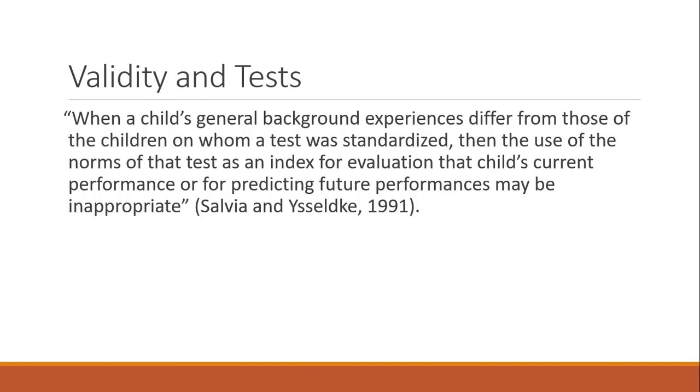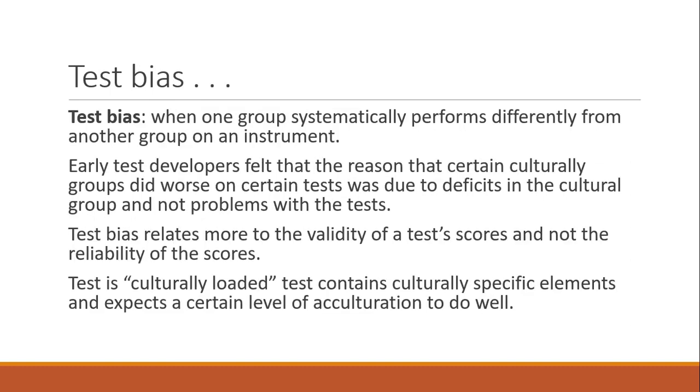So, validity and tests. When the child's general background looks different from the ones that were in the standardization pool, then sometimes the norms aren't very useful anymore. And so that's what this is basically saying. It's saying the further the child you're testing gets from the normative group, the less valid these scores are.